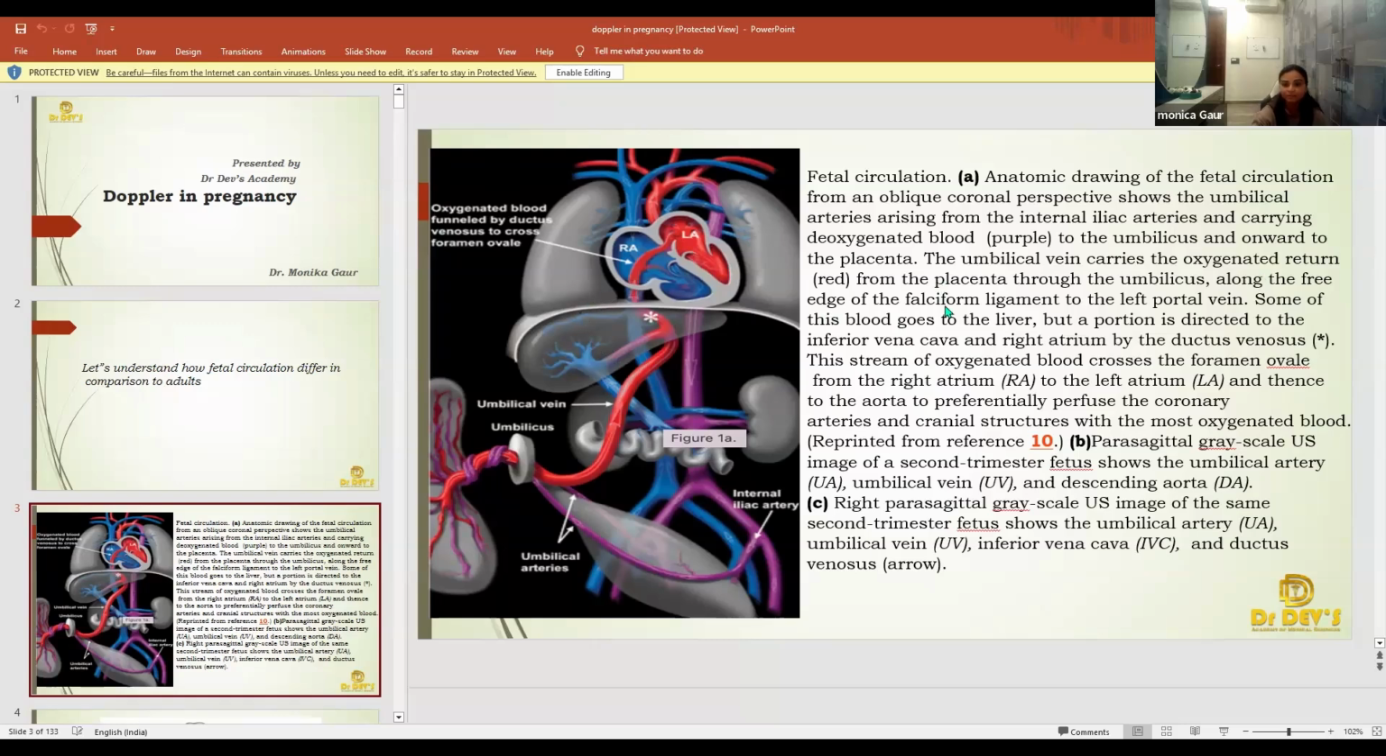So along the free edge of the falciform ligament, and then through this ligament, some of the oxygenated blood goes to the liver, it supplies the liver, and then through the IVC. Now the umbilical vein and IVC are joined through this venous system which is called the ductus venosus. This is the ductus venosus, which carries blood from the umbilical vein to the IVC. This IVC then goes back to the RA, which is the right atrium.